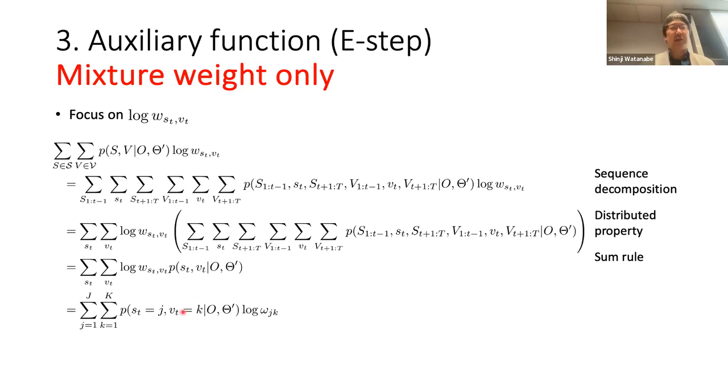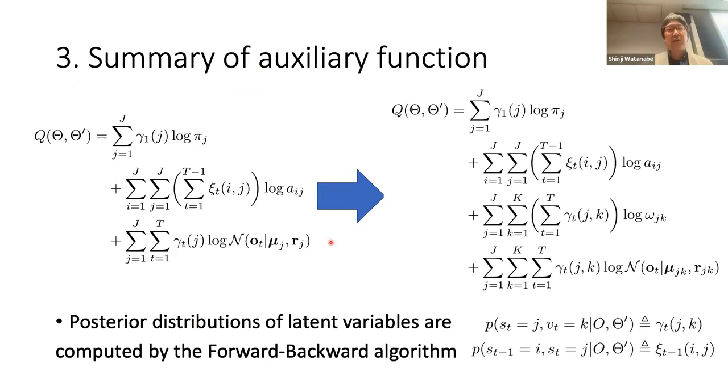So such an extension happens, but generally the extension is done simply by extending the previous methodology. So the final auxiliary function is written in this form, where the summation over the sequence is converted to the summation over the HMM state and the summation over the Gaussian mixture component. So by doing a similar kind of extension, we can build the auxiliary function.